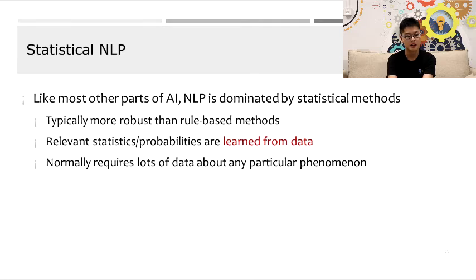Statistical NLP. Like most other parts of AI, NLP is dominated by statistical methods in modern times. Typically, they are much more robust than the rule-based methods that we used in the past. Relevant statistics are learned from data, as I mentioned, corpora or corpus. Normally, it requires lots of data about any particular phenomenon.